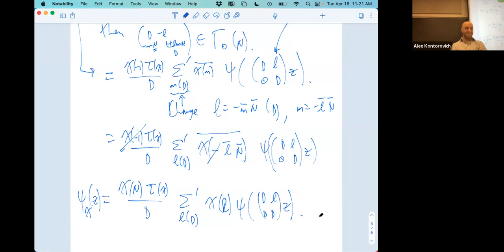Wait, L depended on M. Oh, M, that's what it is. Now I have to change variables from summing over M to summing over L. We have to do that, right? Otherwise you can't deal with this, because you have an L depending on M. How do you sum this? Right.